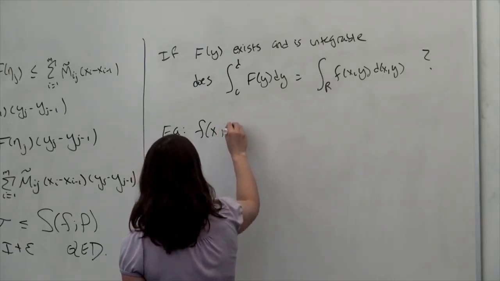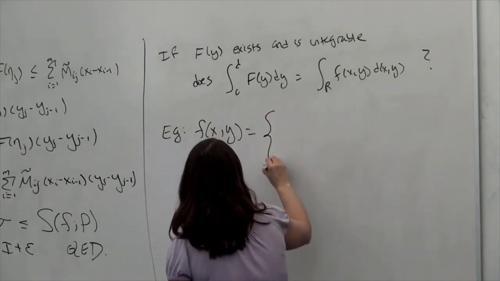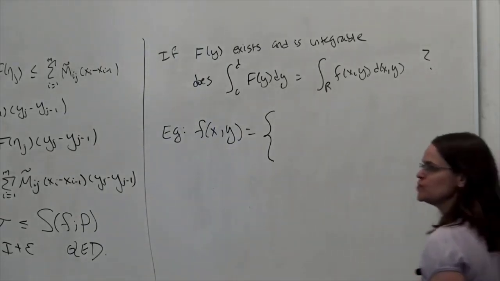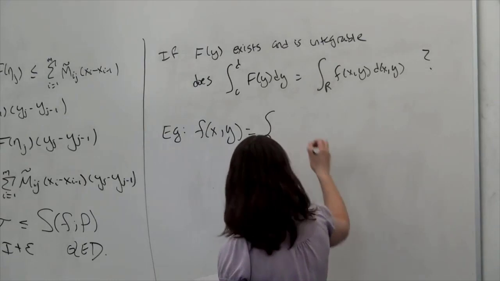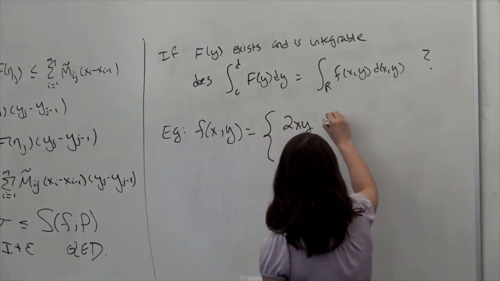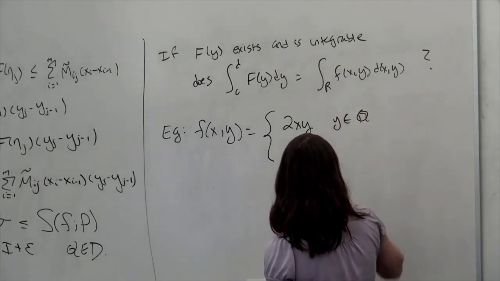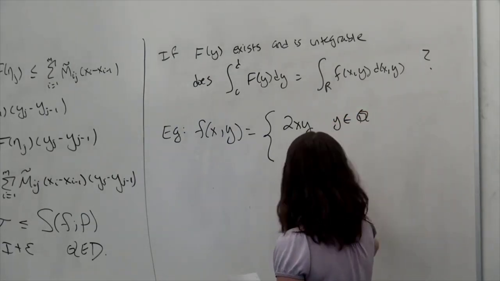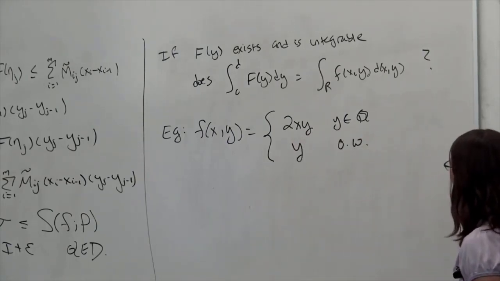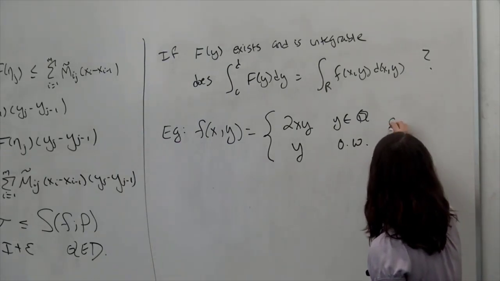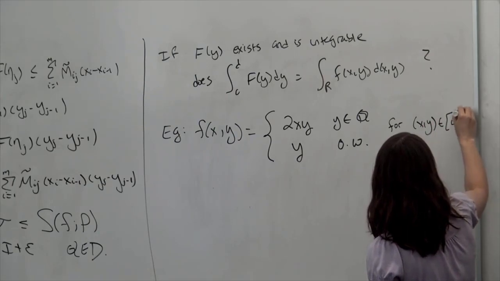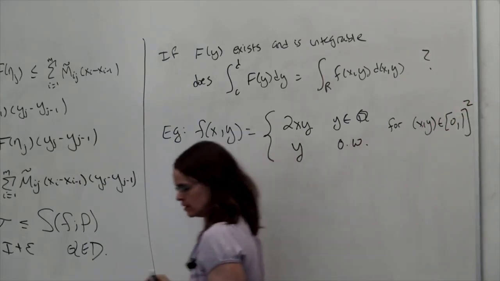All right, so let me define this function, and we're going to have to do something a little bit pathological to pull this off. But again, it's good to be aware that these things are out there. So I'll define this as 2xy if y is a rational number, and just y otherwise, for x and y in this unit box.